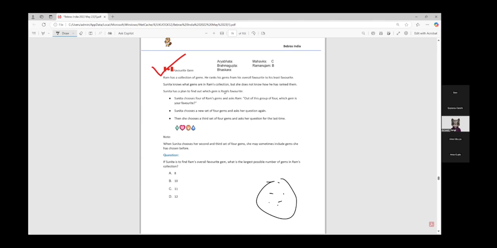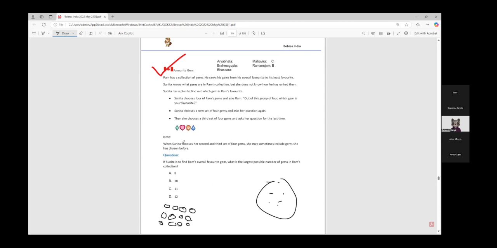Sunita chooses four of Ram's gems and asks him, out of this group of four, which gem is your favorite? So every time she picks four gems, okay? And then Sunita chooses a new set of four gems and asks the question again. So that's two times she's asked it. Then she chooses a third set of four gems and asks her question for the last time, right? So she asked the question three times. So every time there's four gems shown.